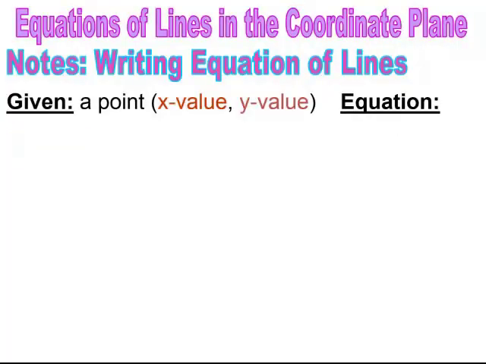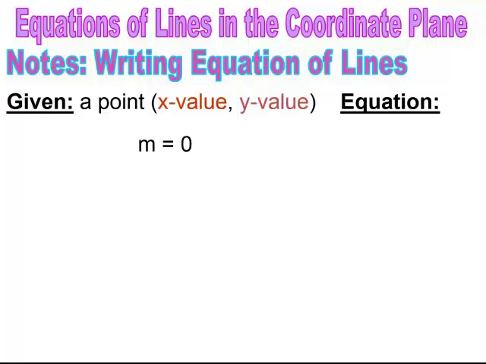So now we're going to be writing equations of the line. And when we write equations of the line, there's a couple equations of the line that are very simple if you know these certain rules. The first one is if you're given a point, an x value and a y value, and you're given that the slope is 0.